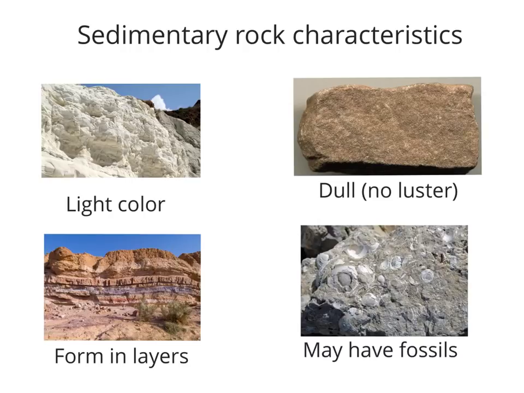If you have a fossil in a rock, it's almost definitely a sedimentary rock because igneous rocks just form in much too hot an environment for fossils to stay around. The same for the third kind of rock, which we'll talk about in a few minutes. So sedimentary rocks may have fossils. Other kinds of rocks almost never do.